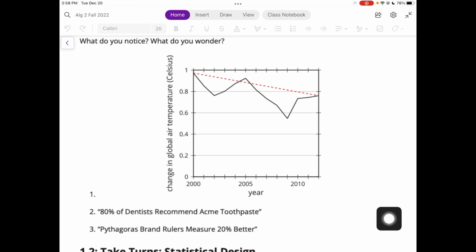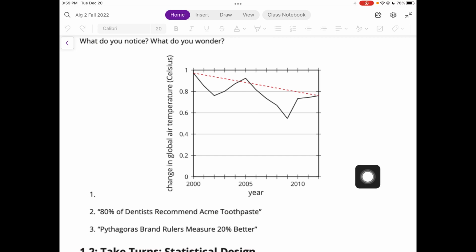And then for number 2, why do dentists like that toothpaste? Did they survey all dentists? How did they come up with that percentage? Is there a certain kind of Acme toothpaste or just the brand? Don't know.